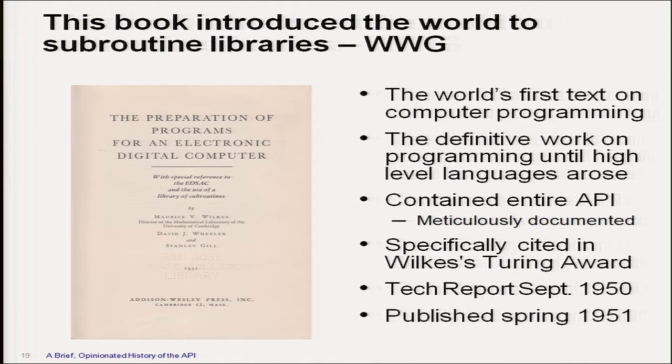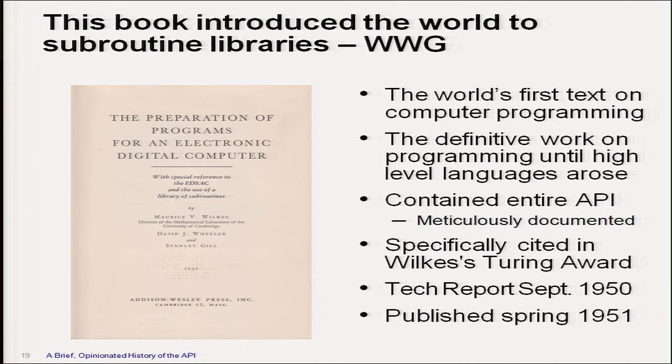This book is specifically cited in Wilkes' Turing Award. It was published in 1951. It came from a tech report that they had completed in September 1950. They mailed it to every other place with a computer in the hopes that other people could take advantage of their work. And a guy from MIT saw it and said, this should be published.